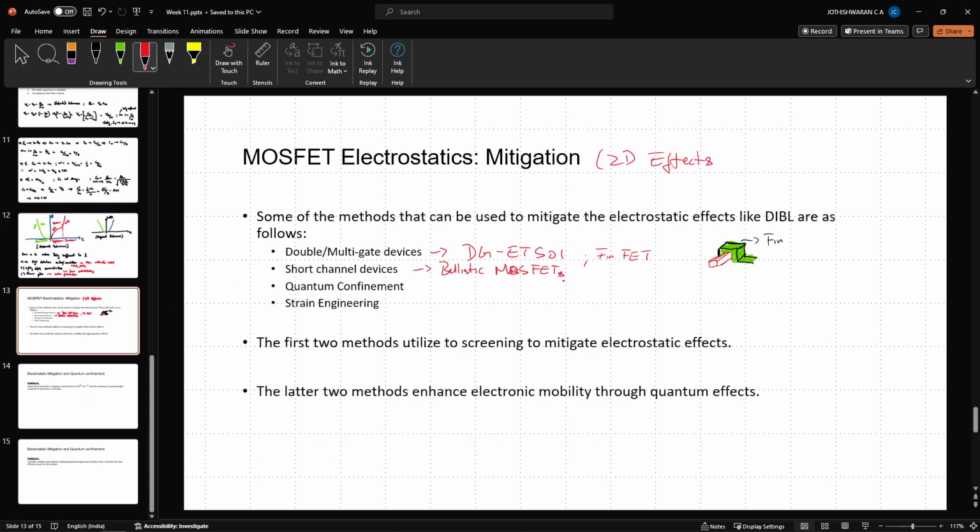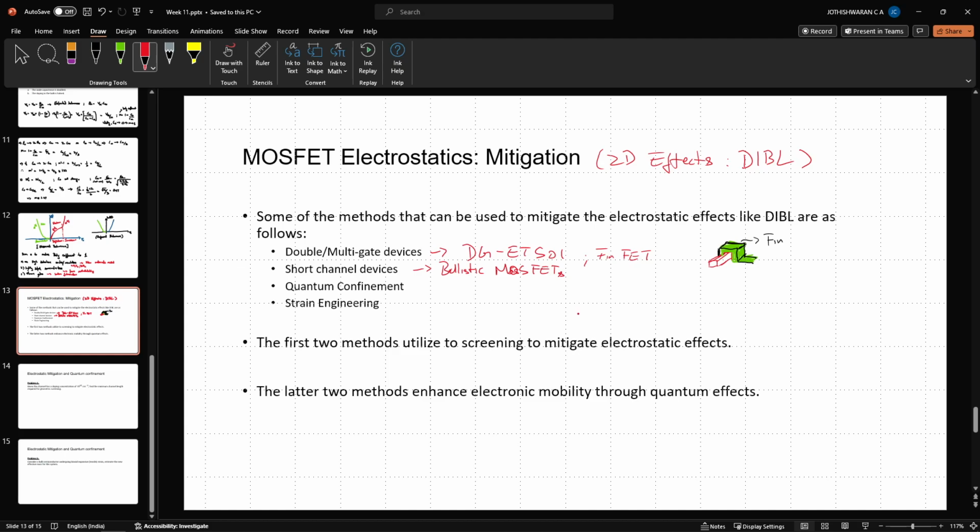DIBL is eliminated by having a shorter channel. If the channel is very short, then what will happen is the electric field that is applied. So for 2D effects such as DIBL and other related effects, primarily we shall be concerned only with drain-induced barrier lowering here, because that is the one thing that we have discussed.